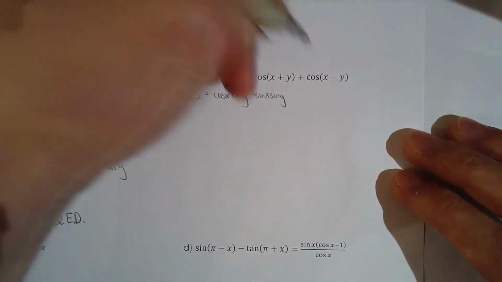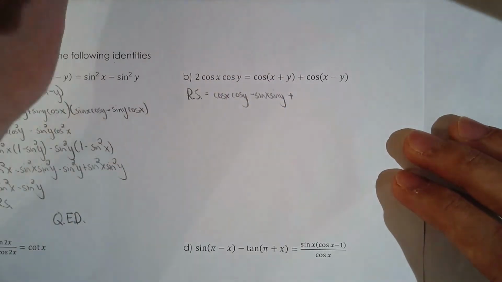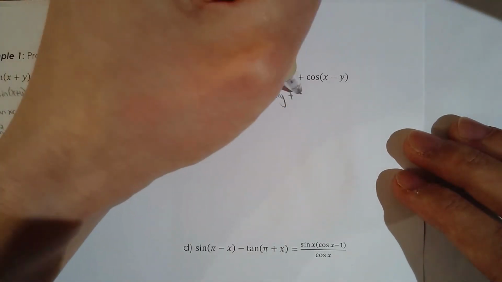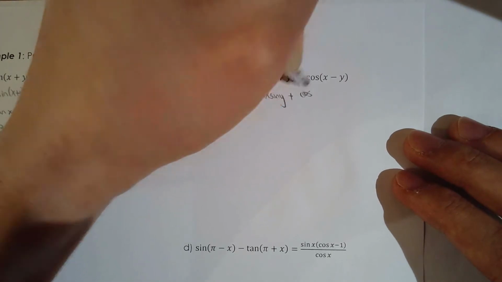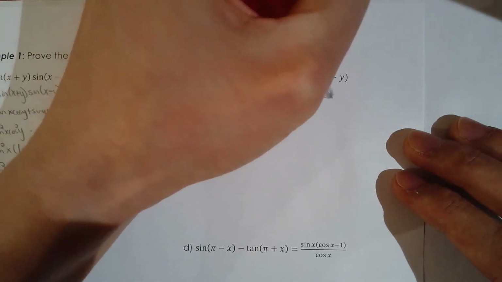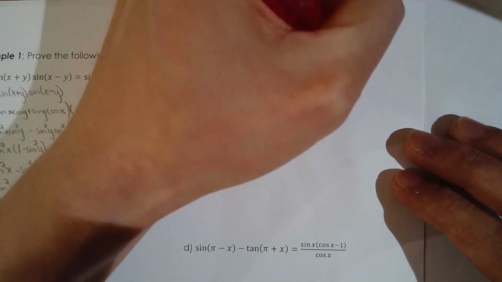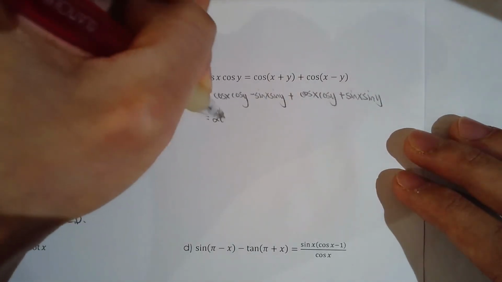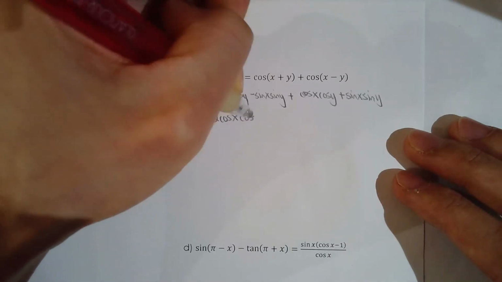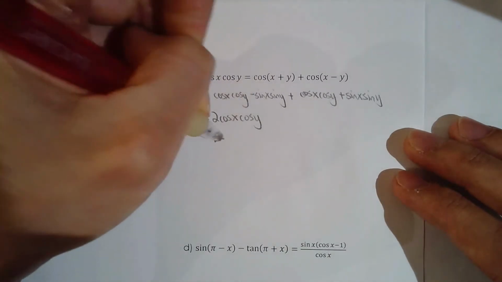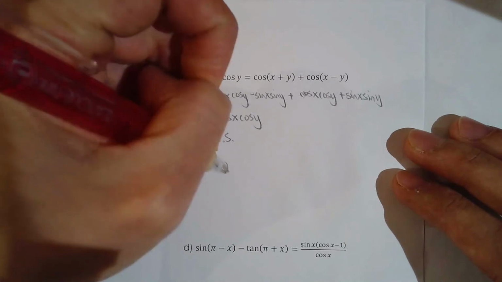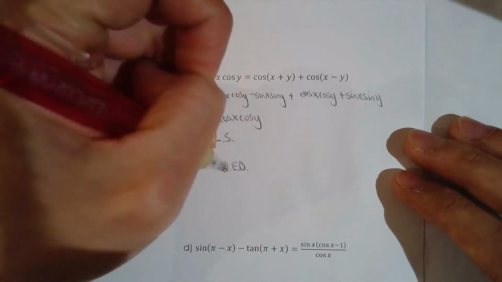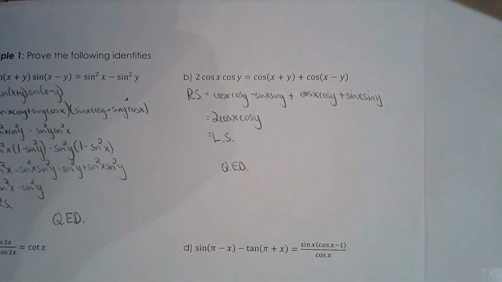I still really want to redeem myself. I butchered QED so bad. All right, simplify that. Oh, that was not bad at all. 2 cos x cos y. Quod erat demonstrandum. I think that was much better than the first try.